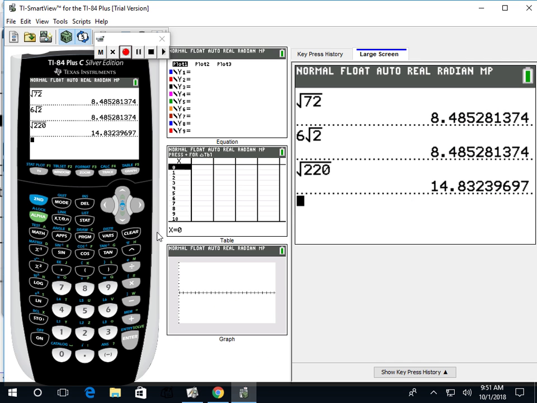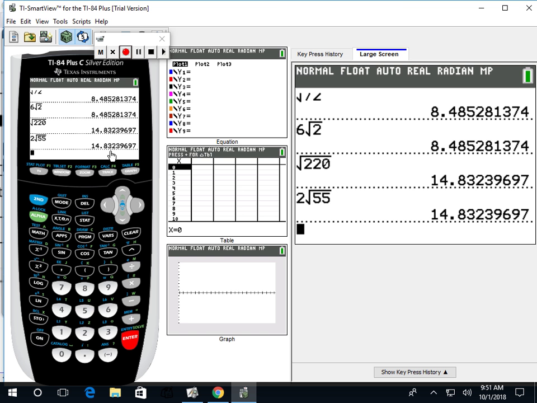So, and I'll show you that it's true. 2 square roots of 55 is the same thing as the square root of 220. This is just simplest form.